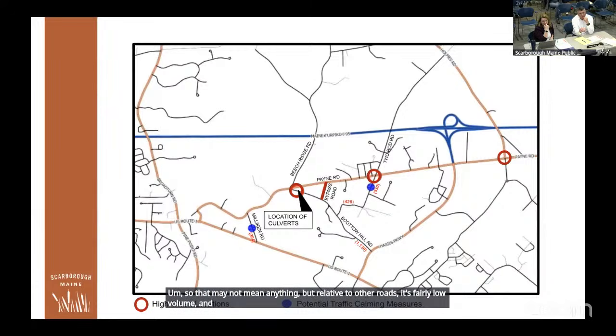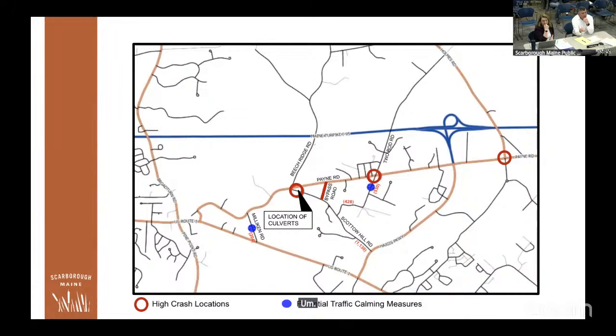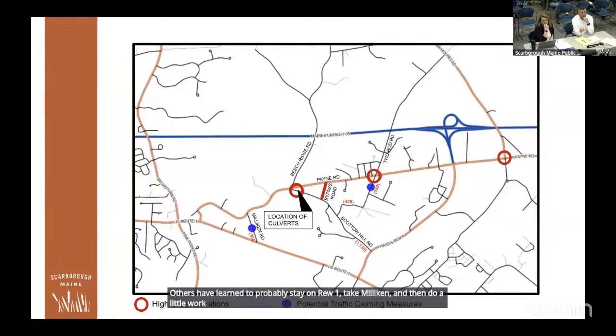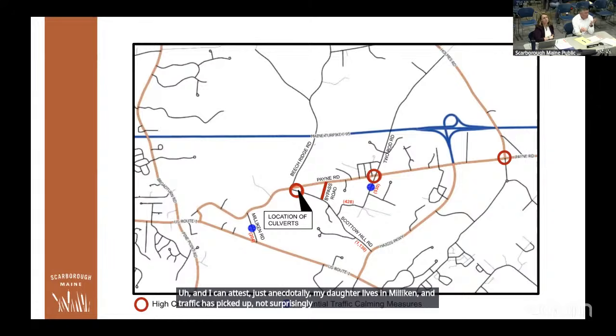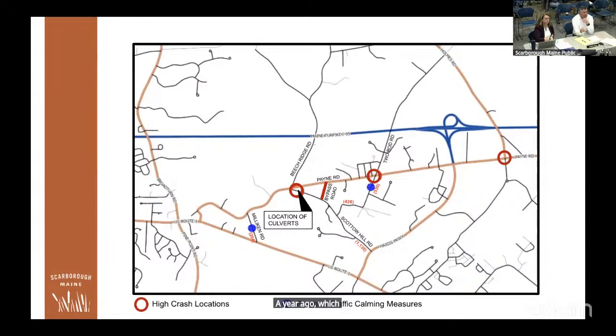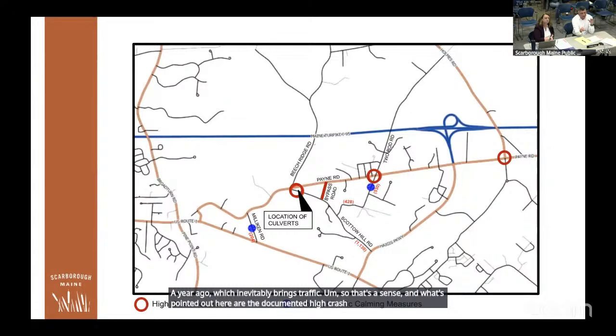And so presumably the traffic that starts on Scotty Hill Road and isn't able to continue down it, some of that traffic is likely going on Two Rod and going on their way. Others have learned to probably stay on Route 1, take Milliken, and then do a little workaround. And I can attest, just anecdotally, my daughter lives in Milliken and traffic has picked up, not surprisingly. We also paved it a year ago, which inevitably brings traffic. So that's a sense. And what's pointed out here are the documented high crash locations that already exist, regardless, separate and apart from this discussion.